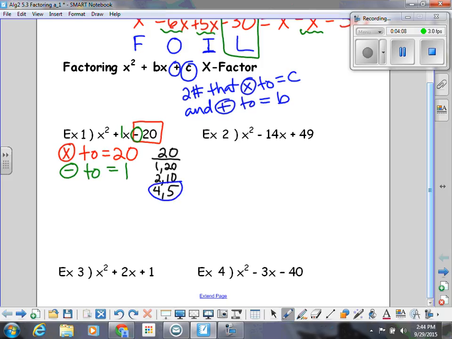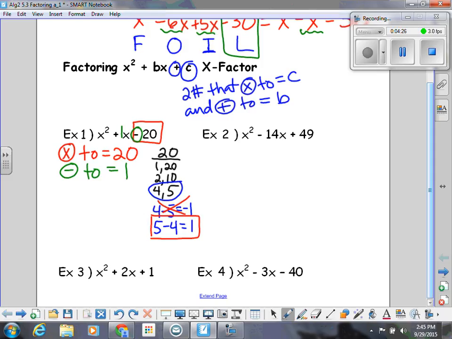All of those pairs multiply to give me 20, but there's only one of them that subtracts to equal 1, and that's this pair. And remember that I want to equal positive 1, so if I do 4 minus 5, that would equal negative 1. But if I do 5 minus 4, that would equal positive 1. So I want this pair, not that pair.